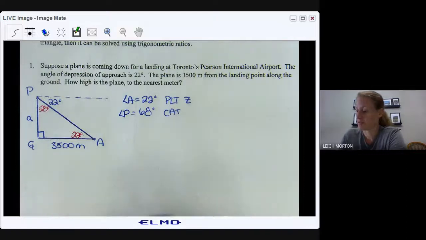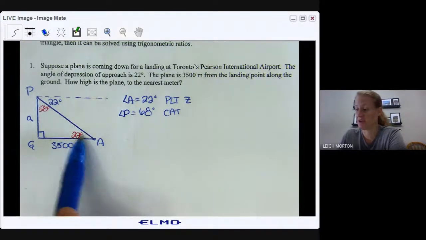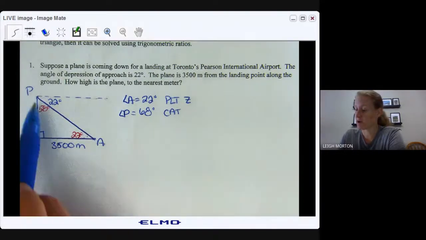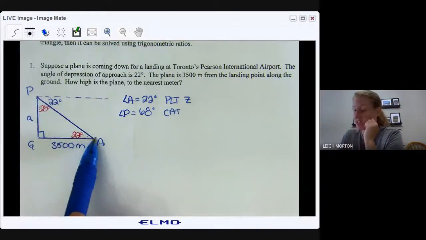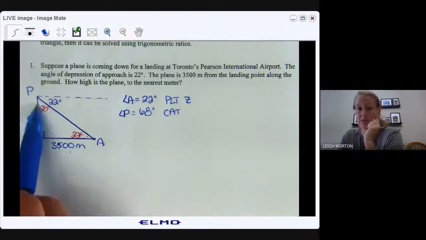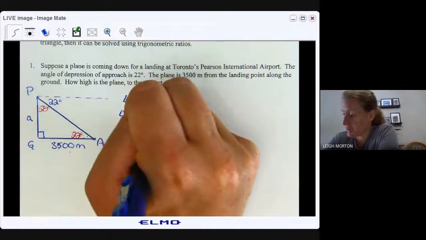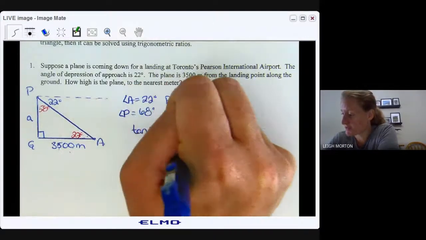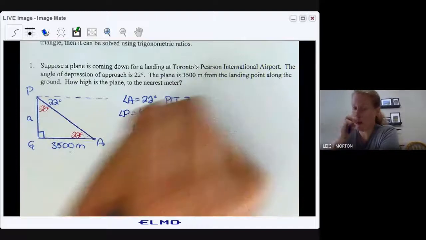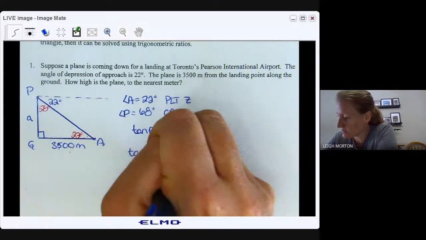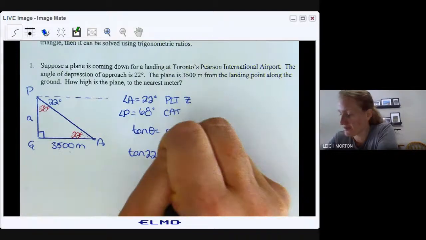Now I have the information I need. I'm going to use tangent because I want A. So I can do opposite over adjacent from angle A, or I can do opposite over adjacent from angle P. Both give us the same answer. I'm using A because that's the first angle we found. So I'll say tan theta equals opposite over adjacent, which gives me tan 22 equals A over 3,500.